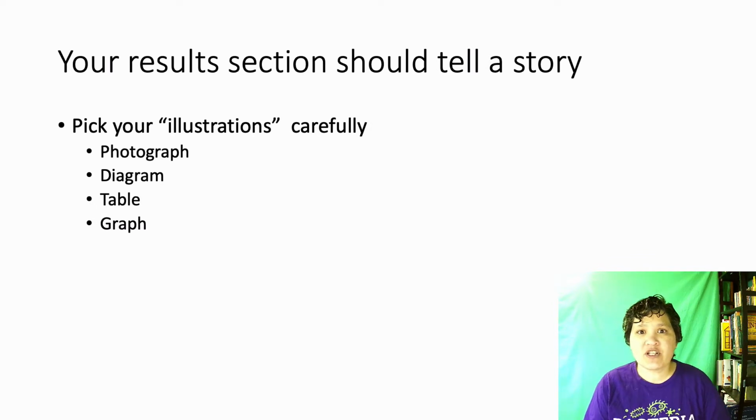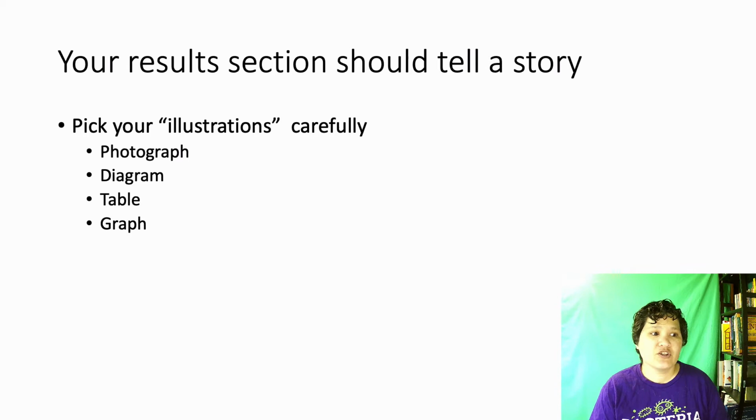So what do I mean by illustrations? There are many things you could do to illustrate your results. Obviously, you can use a photograph if you have something really cool that you have a picture of. That's probably more biologists than chemists like me. You could have a diagram. That's also probably more for biologists if you're looking at morphological features or something like that. You could have a table with data in it. Or you could have a graph. Now, which one of those you use depends on what it is that you're trying to illustrate. And we'll talk a little more about that later.